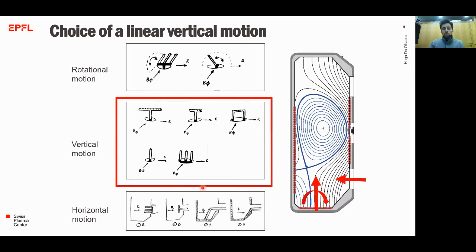We prefer the vertical motion rather than the rotational motion and the horizontal motion, among all the different probe head choices that we could come up with, the reason being that a rotational motion cannot cover the X-point region. A horizontal motion cannot give data near the target. Only the vertical motion can give data from the target up to the X-point. And another advantage is that depending on how high is the plasma, with a vertical motion, we can adjust the plunge height.